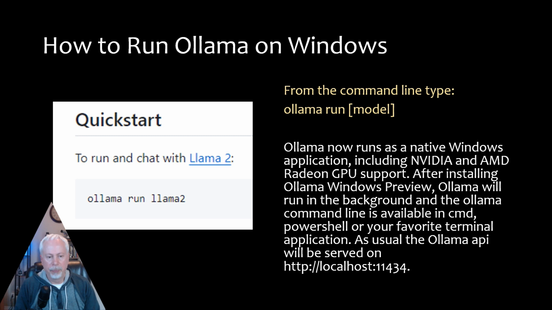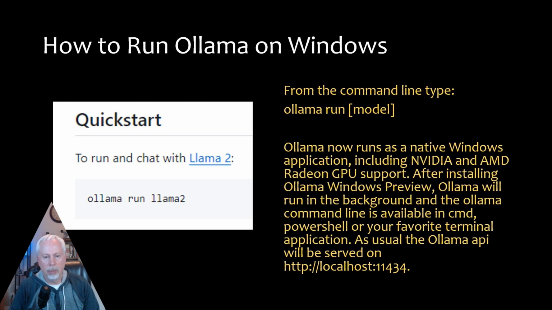Next, how do I run it? On Windows, at least, and most of them are very similar, you go into the command line and you can just type in Ollama run and then the model. And the first time you do this, it will have to pull the model down, and that will take a while, depending how big it is and your internet speed. But after that, you simply can start prompting.